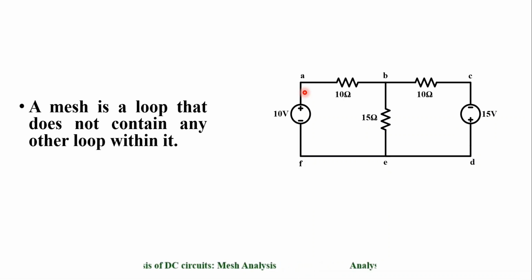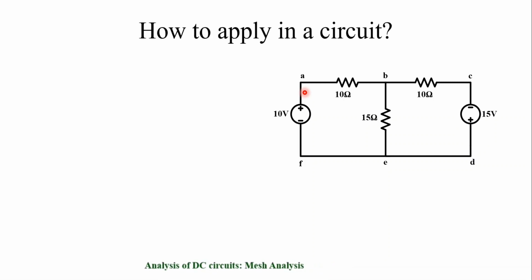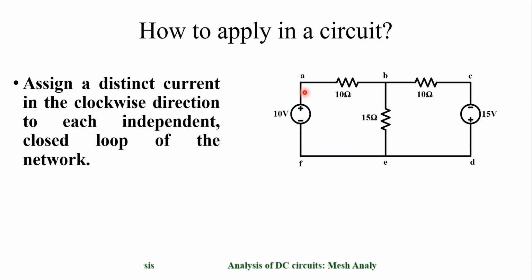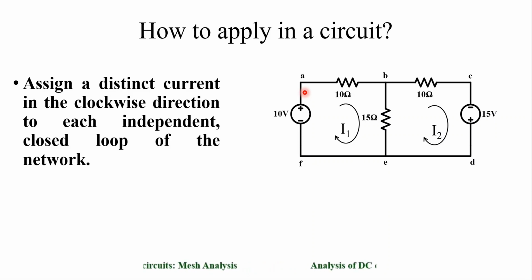So now we have understood the difference between a mesh and a loop. Next, how can we apply mesh analysis to find the current in any branch of the electrical circuit? To apply this, first of all we assume an imaginary current in each mesh in the clockwise direction, and I'll name them I1 and I2. Since we have two closed meshes, I assume the current I1 in the clockwise direction, and I2, and these currents I1 and I2 are shown over here.